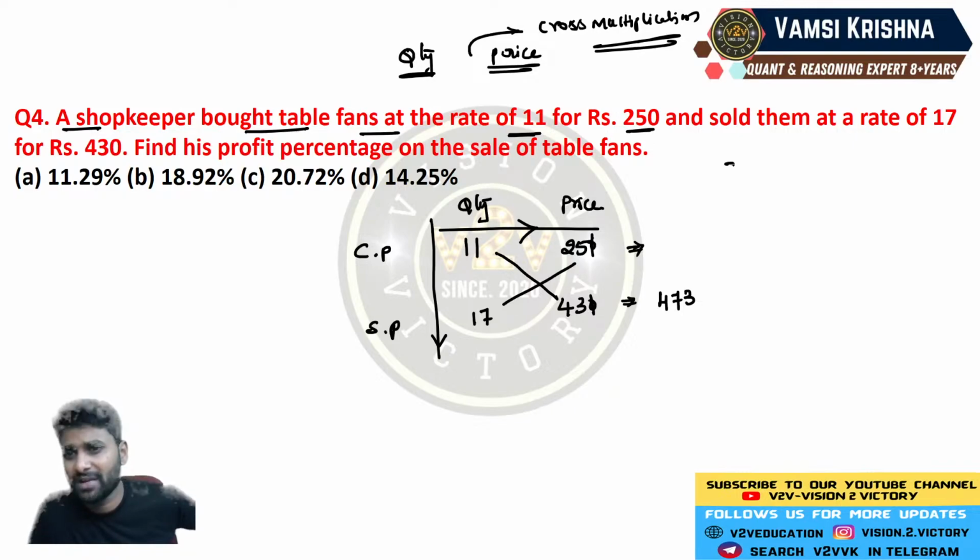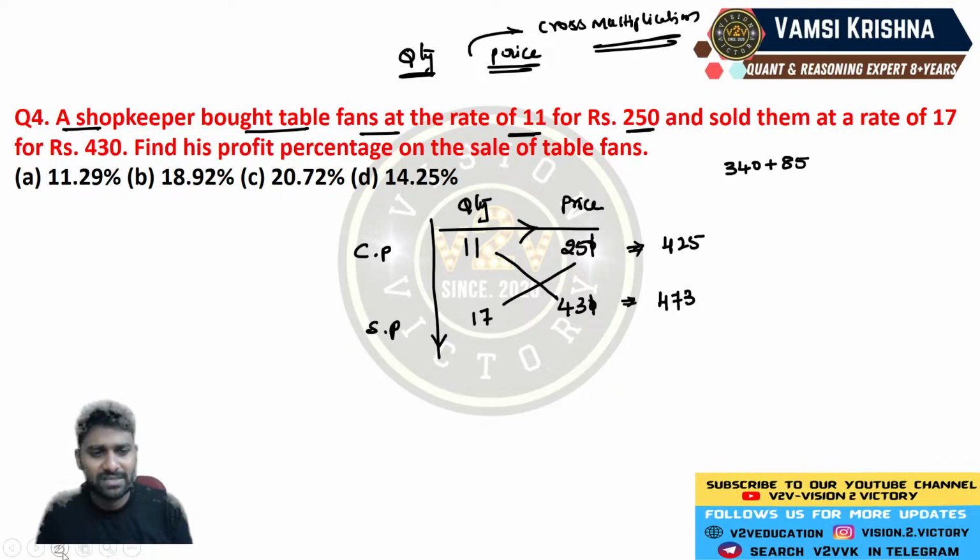Now 17 20s are 340. 17 5s are exactly equal to 85. The sum of these two numbers is exactly equal to 425. Now just identify that. See, the cost price of the article is 425. The selling price of the article is 473. So definitely the selling price is greater than the cost price. So the entire transaction gives a profit.